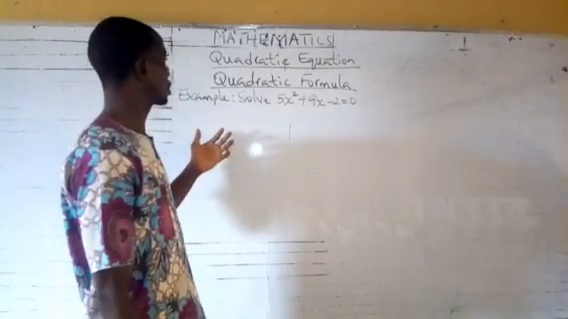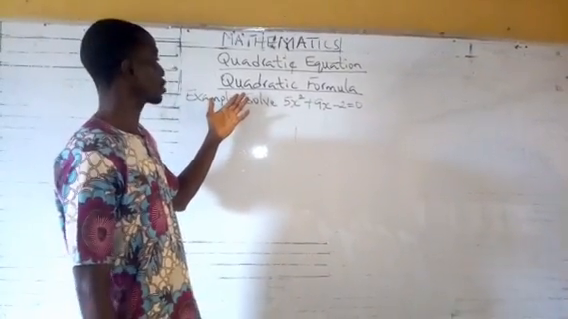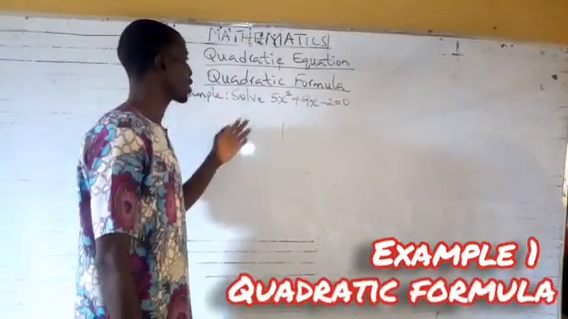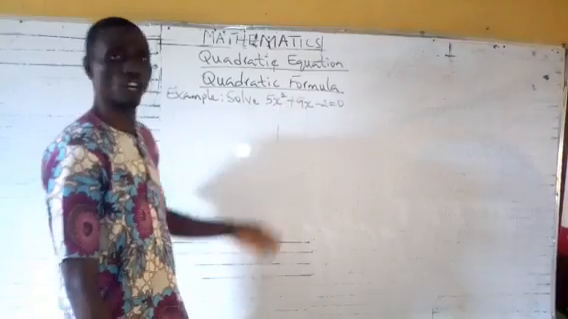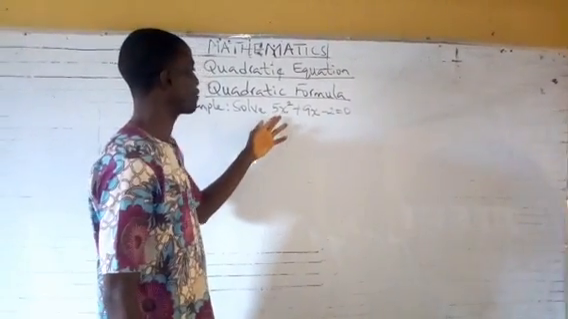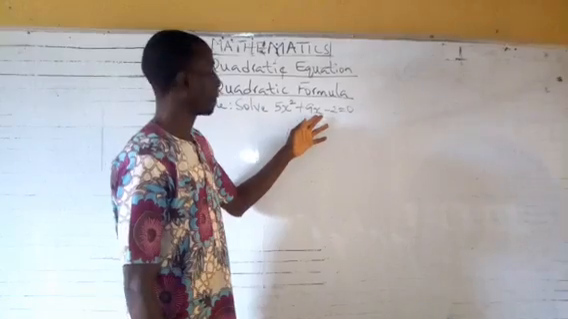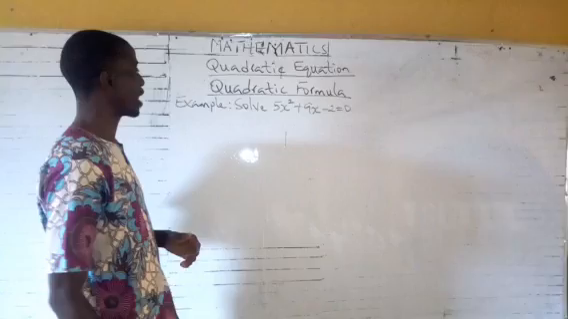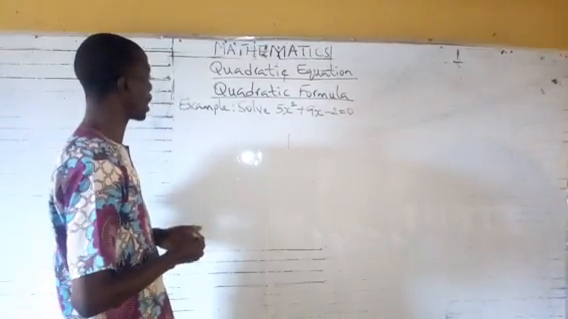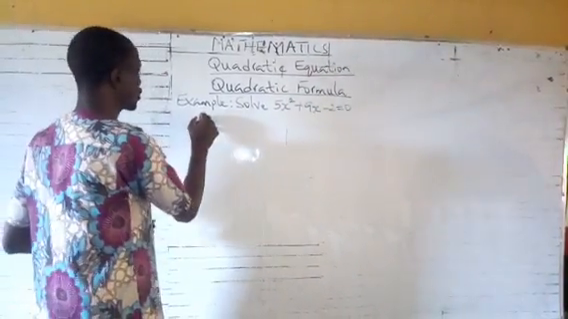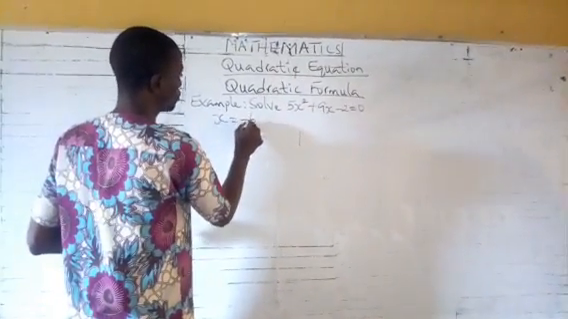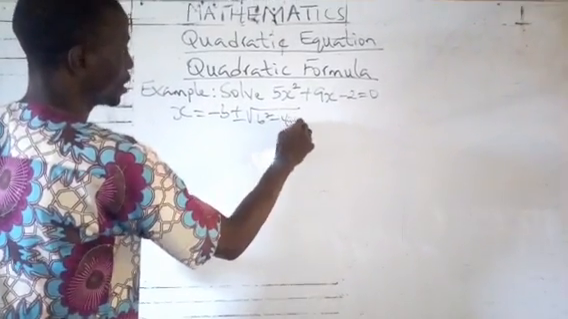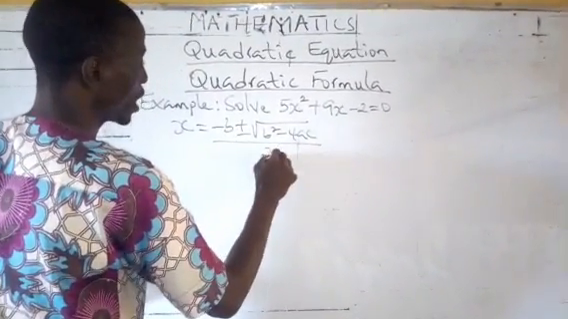Viewers at home, we are moving to the first concept I mentioned earlier, the quadratic formula. Now we have a quadratic equation written on the board: 5x squared plus 9x minus 2 equals 0. And as I've rightly stated, if you are using the quadratic formula, it is written as x equals minus b plus or minus square root b squared minus 4ac, everything over 2a.